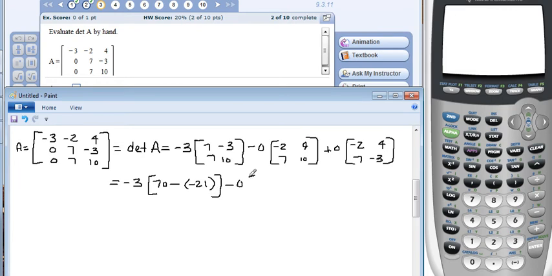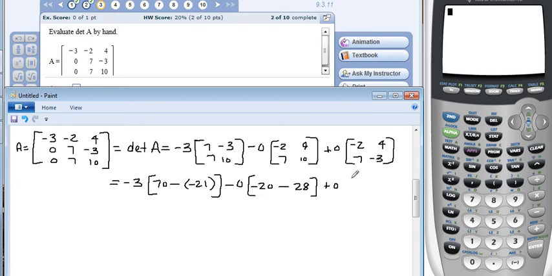Minus 0 times, again, we're just practicing here because 0 times anything is 0. So these back two are going to be 0, but we need the practice. So we take the product of this, which is -20, and we subtract the product of that, which is 28. See how I'm working this out?